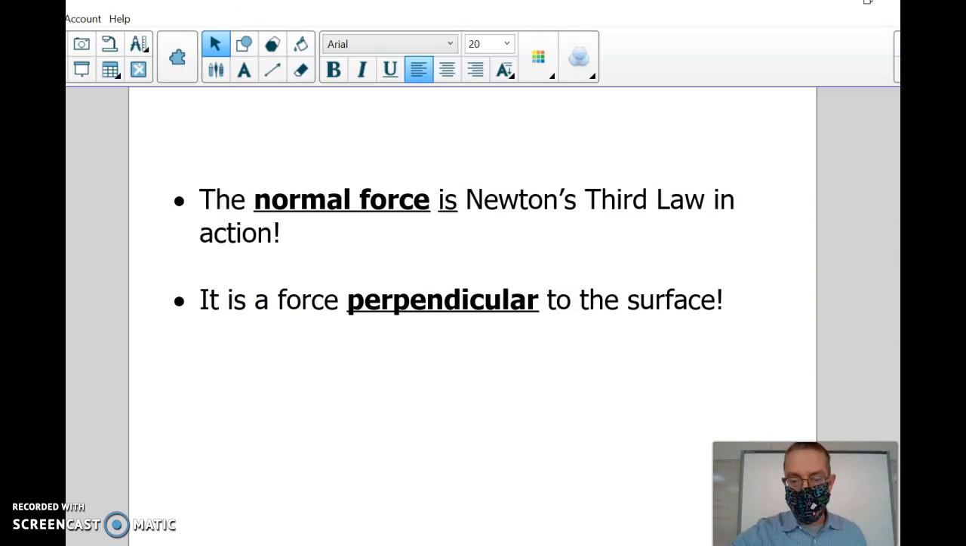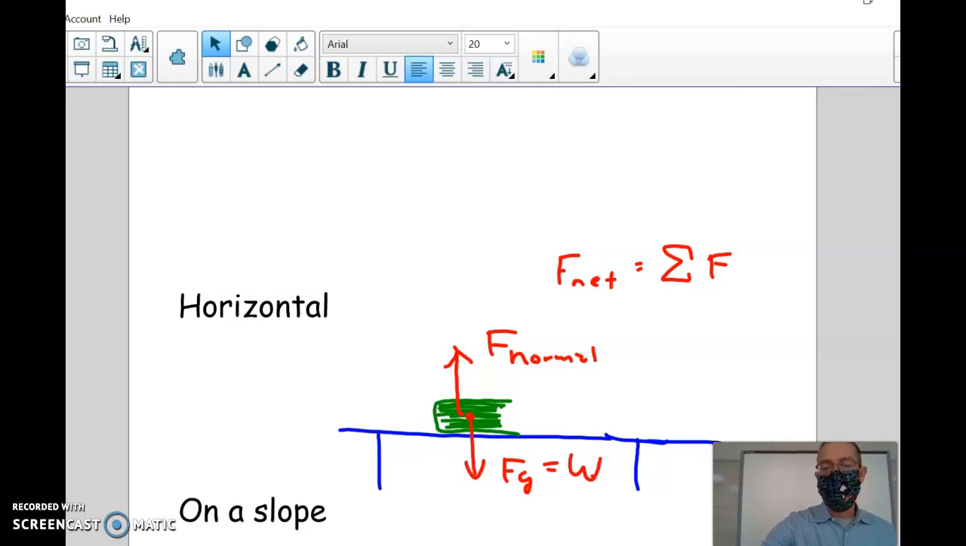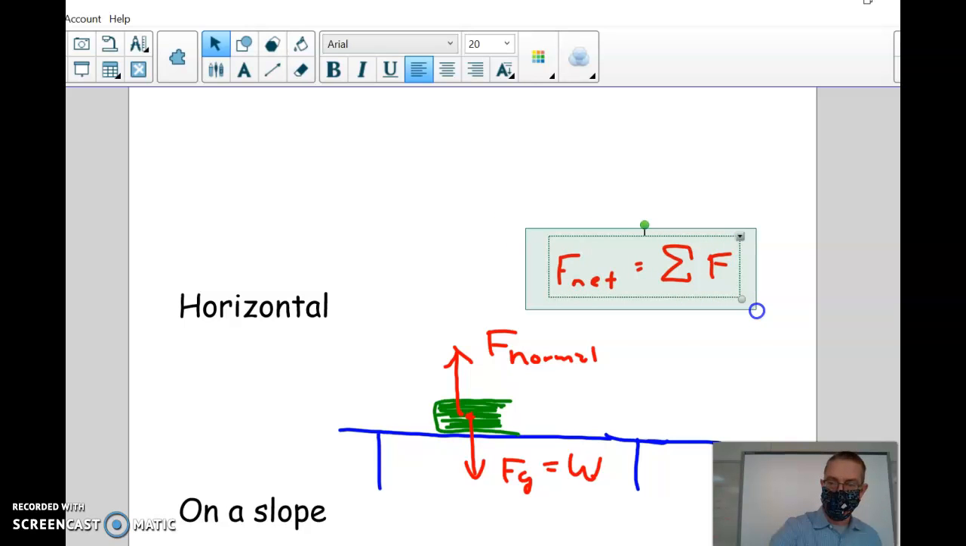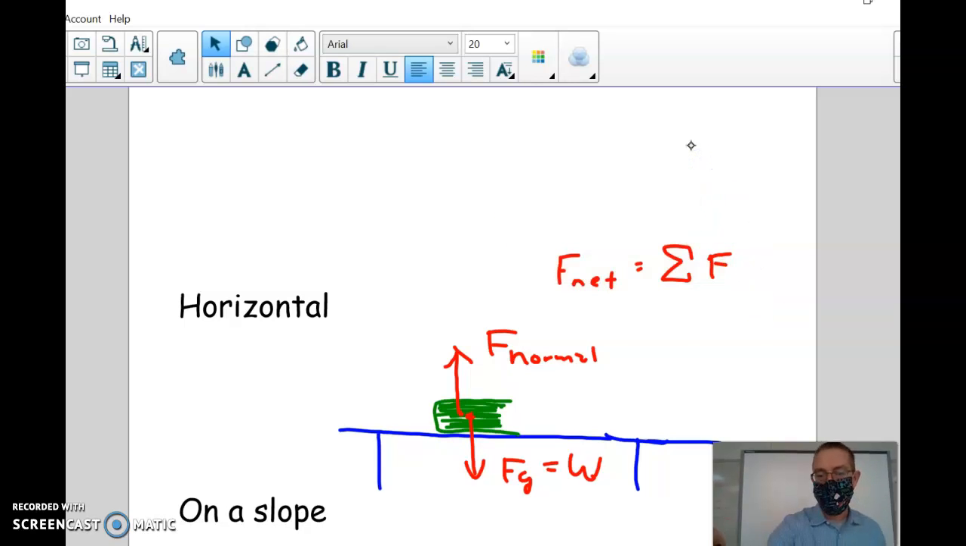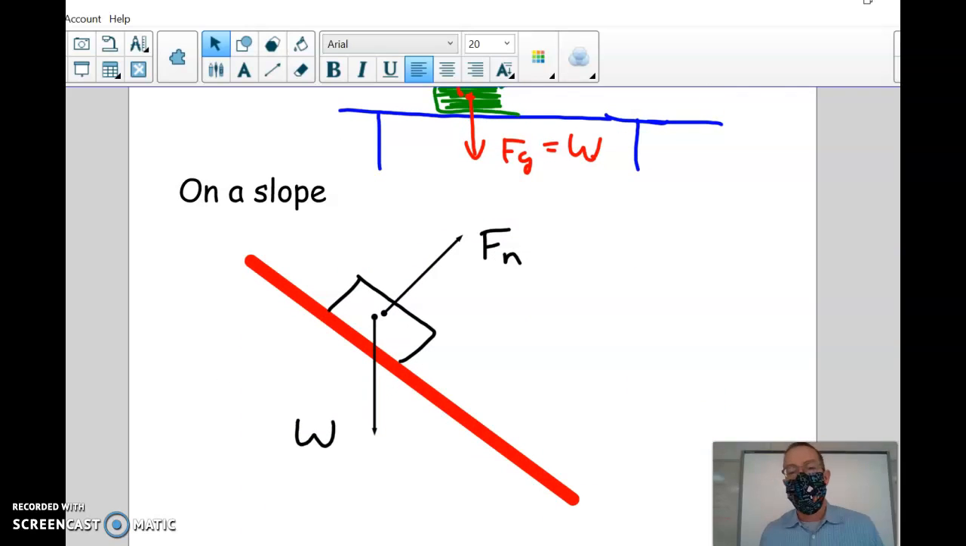Now, we mentioned the fact that the normal force is Newton's third law in action. So if I've got a book on a desk, all that's indicating to me is that my weight, the force of gravity, is going to be equal and opposite my normal force. The desk is pushing back on the book with an equal amount of force that the book is pushing down on the desk. And my net force right here, the sum of my forces, is going to be zero in this case.